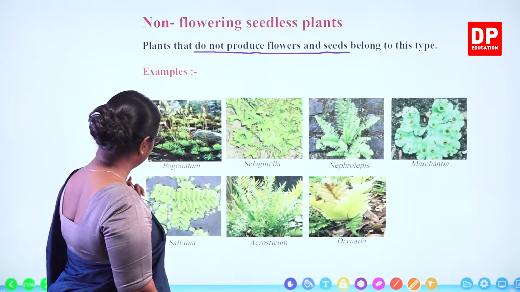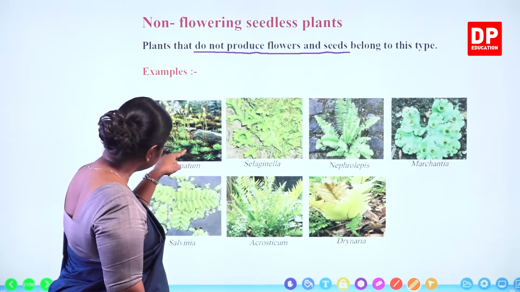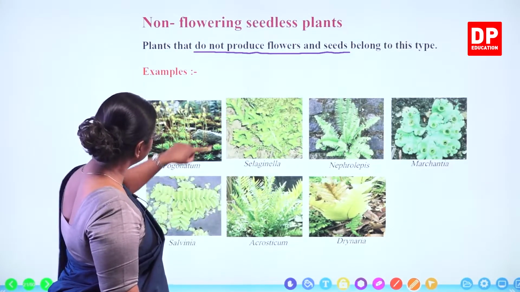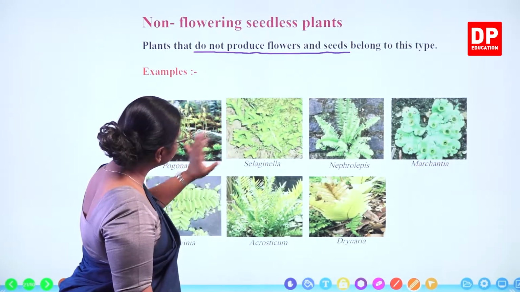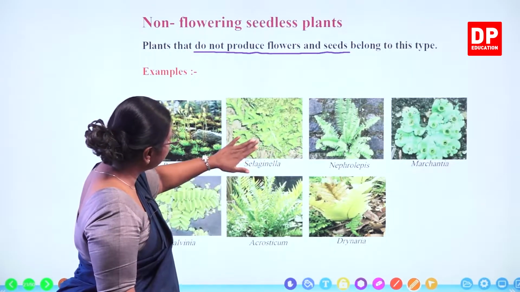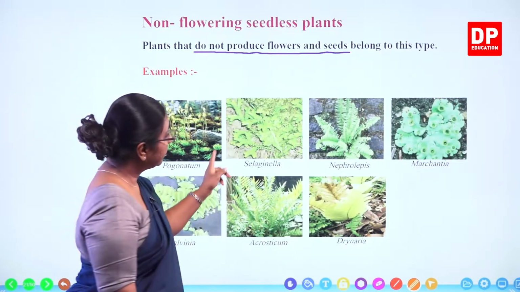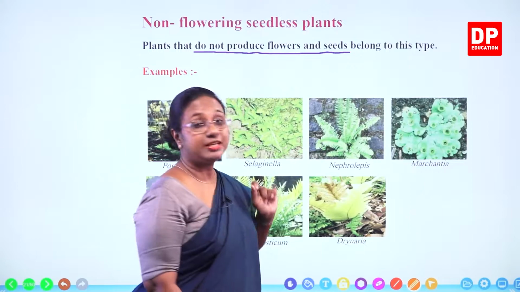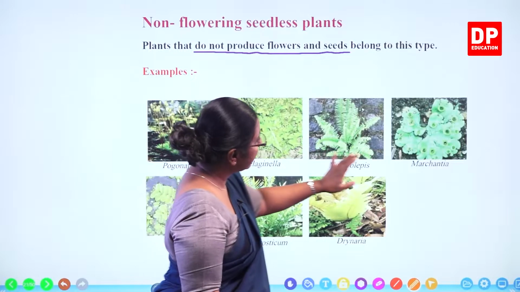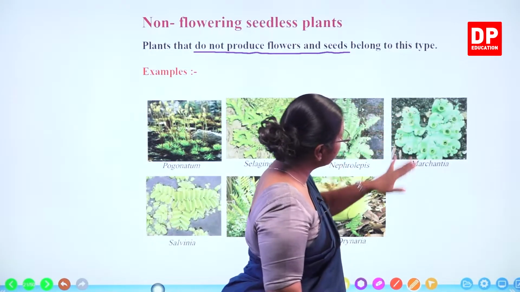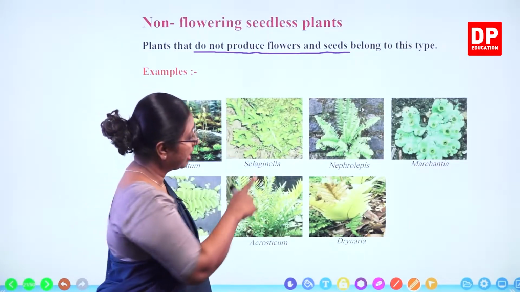So if you look at the plants, first one here, Pogonatum. Can you see the structure here? This part and this structure all together is the plant. Then we have Selaginella. Selaginella, again, the structure is shown here. It's a plant which is almost growing along with the soil. Then if you take Nephrolepis, you can identify that as a fern. The fern with the leaf structure and all that. Then again Marchantia. Marchantia also almost grows along the surface of the soil.